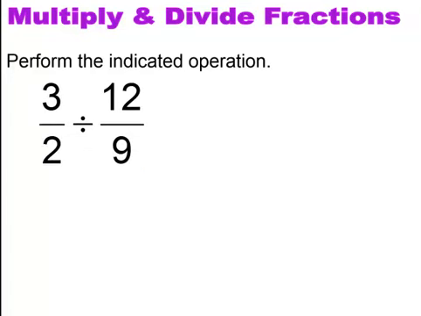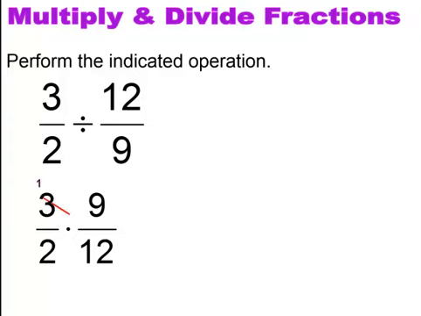Pause and try. So you're going to set it up, keep the first fraction, change it to multiplication, and then get the reciprocal of the second fraction. Simplify and then multiply across. So you should have gotten 9 over 8.